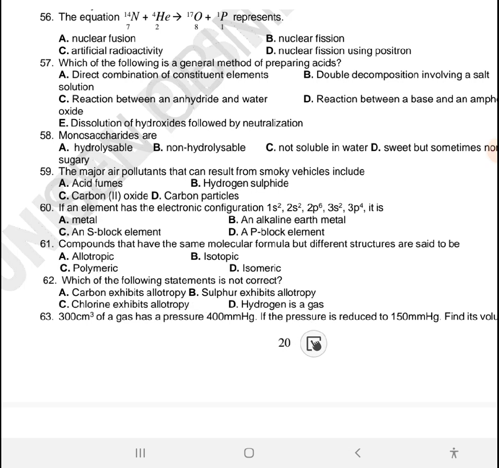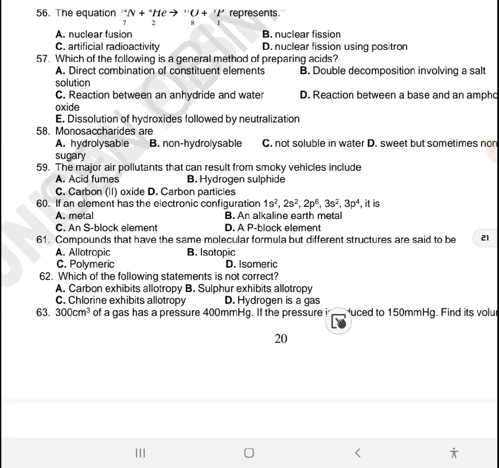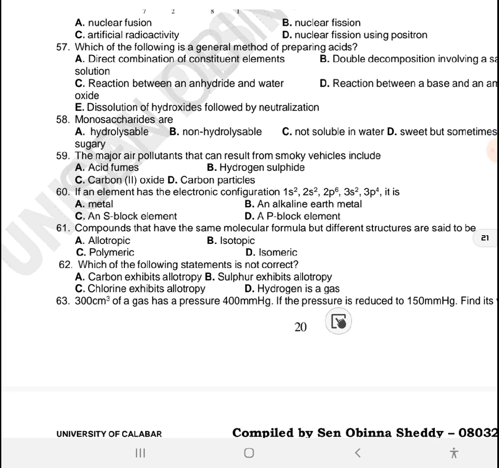62. Which of the following statements is not correct? Let's see. Chlorine exhibits allotropy. Now, that is a lie. Chlorine does not exhibit allotropy. Items that exhibit allotropy are phosphorus, sulfur, and carbon. Chlorine does not exhibit allotropy. You could see sulfur exhibits allotropy, carbon exhibits allotropy, hydrogen is a gas, definitely. Chlorine is also a gas but does not exhibit allotropy.